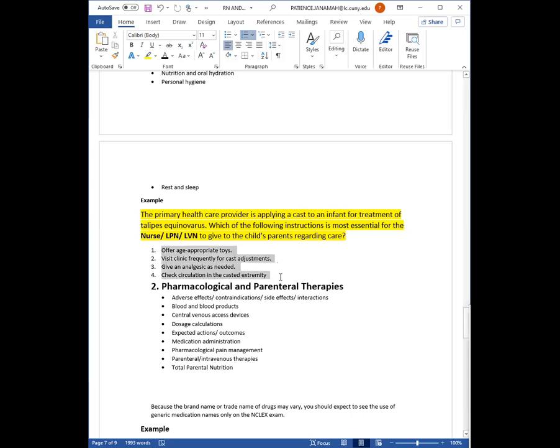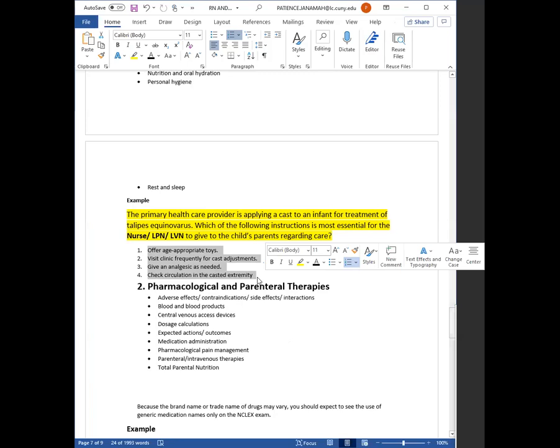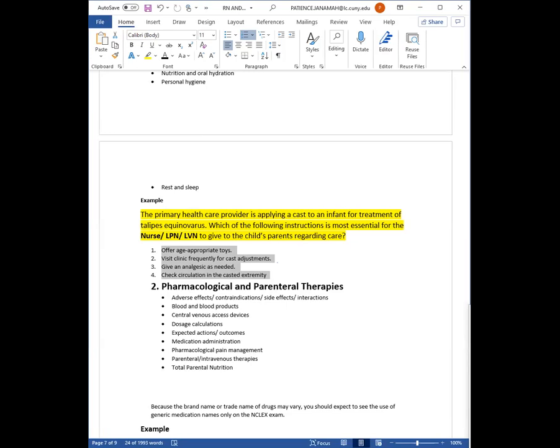So if I am the mother and I bring my child and my child has a cast, I tell you my child's age. So you know my child's age. What is the appropriate action for you to take? What will you tell me to do at home? I don't think Patience is on.